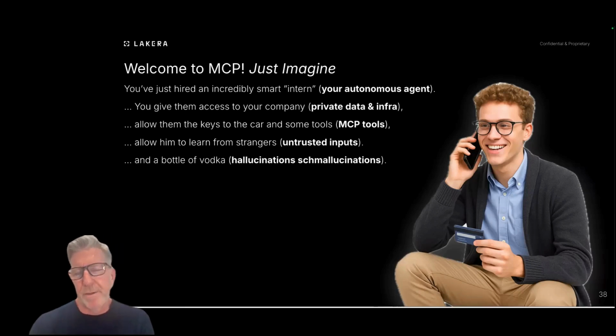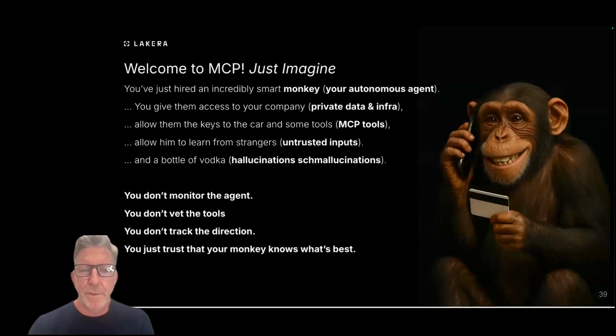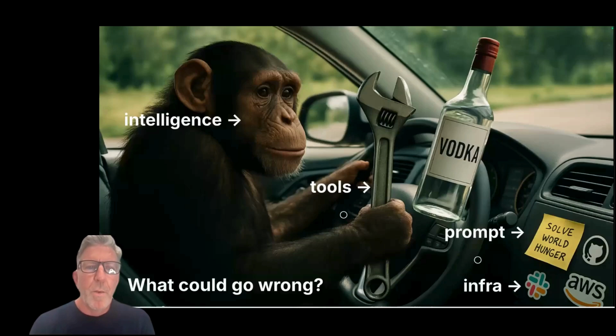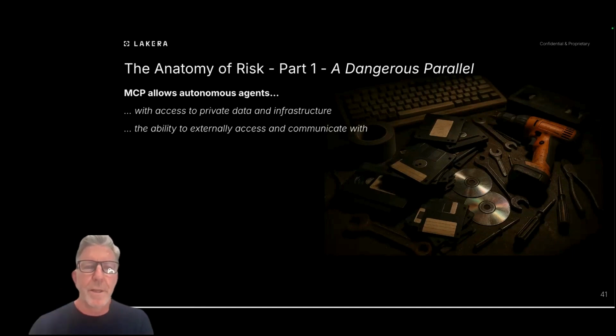Maybe throw a bottle of vodka in there just to get the hallucinations up. You don't monitor the agent, the tools, you don't track the direction it's going. You trust that your monkey knows what's best. What could possibly go wrong? It's a lot to think about. If you think about what we're doing with MCP and agents and you apply it to humanity, you would never do this. The dangerous parallel, if I use it in terms of MCP, it allows autonomous agents with access to private data and infrastructure the ability to access and communicate with untrusted inputs, agents, and instructions, all sorts of external influences that we are not in control of.